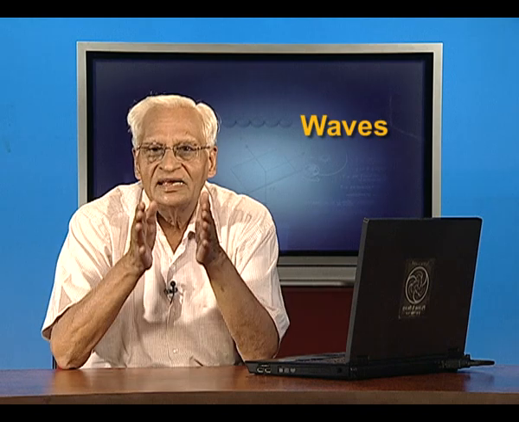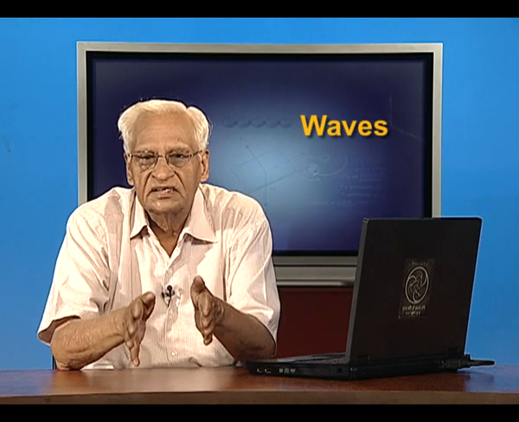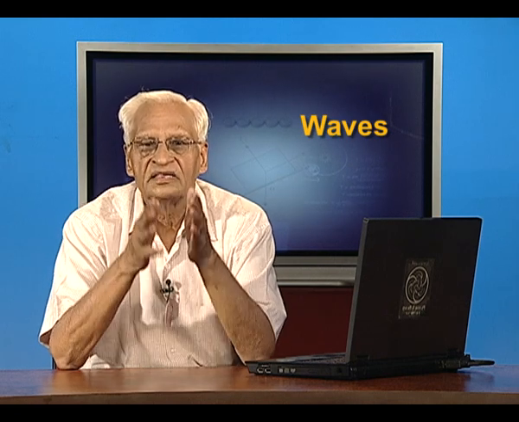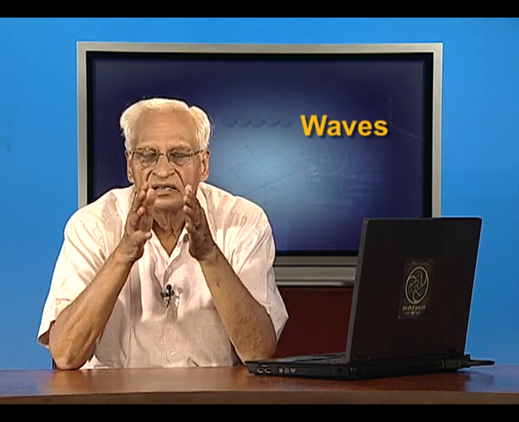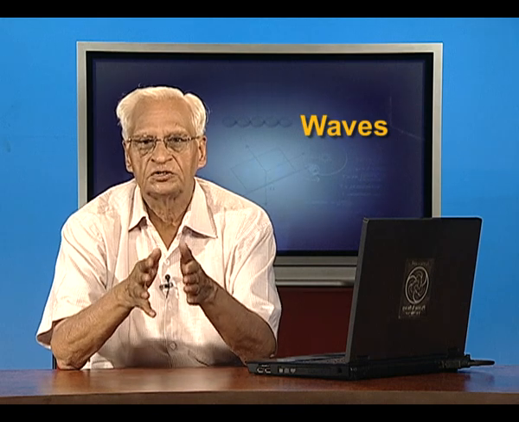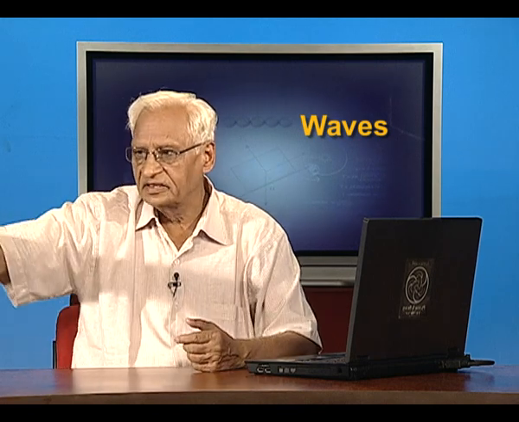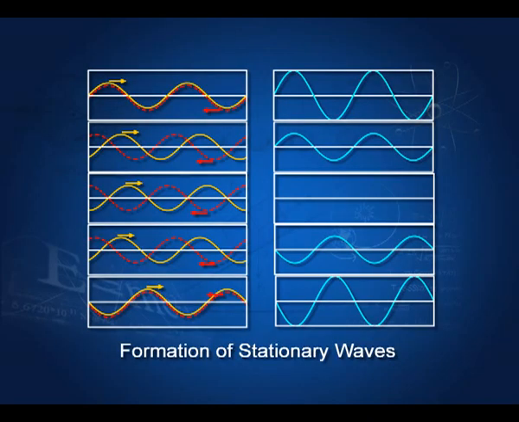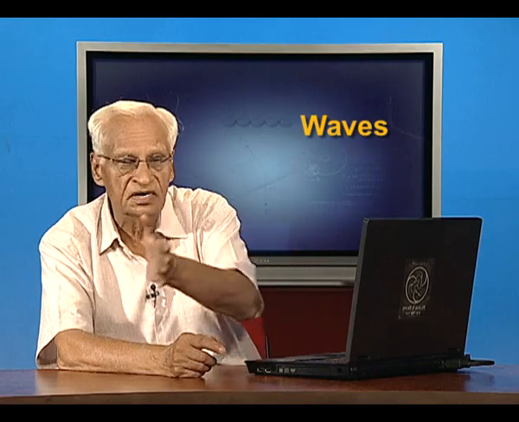Remember that these are waves progressing in opposite directions. They have the same frequency and the same amplitude, but their directions of propagation are opposite to each other. One is propagating like this, the other like this. Here again, the blue and the other two must actually coincide, but just to show the process, I have taken one with a slightly shorter amplitude than the other, but they have the same amplitude and same frequency.